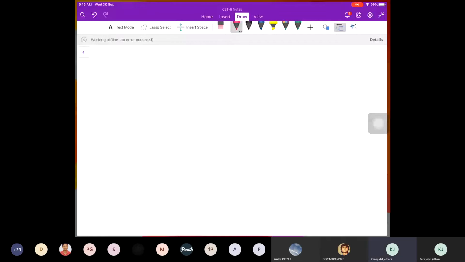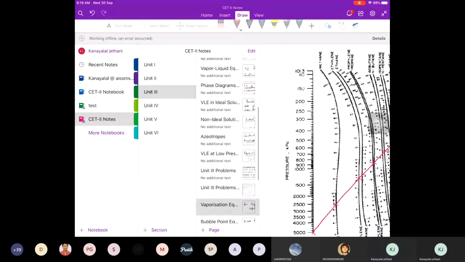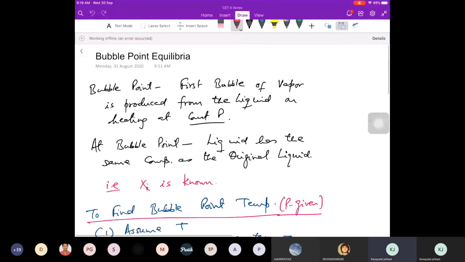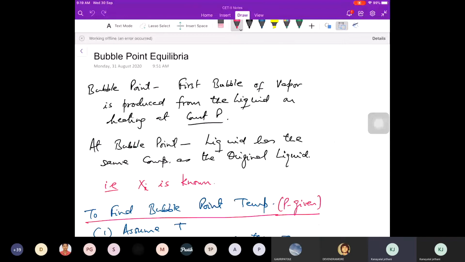Then next we'll go to bubble point calculations. So using K values, how do you do the bubble point calculations? You have done bubble point calculation before, right? Does anyone remember? Did we do bubble point calculation? Yes, sir. Before your vacation. So what is bubble point calculation? What do we do in bubble point calculation?